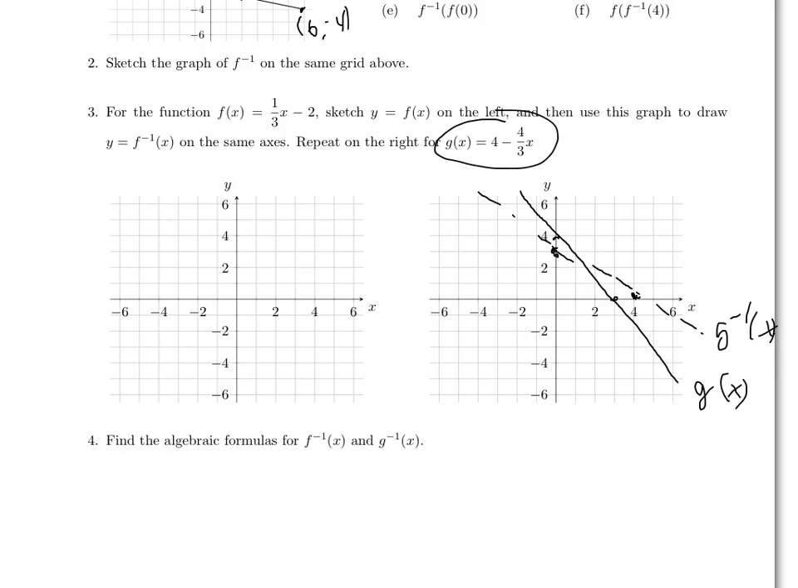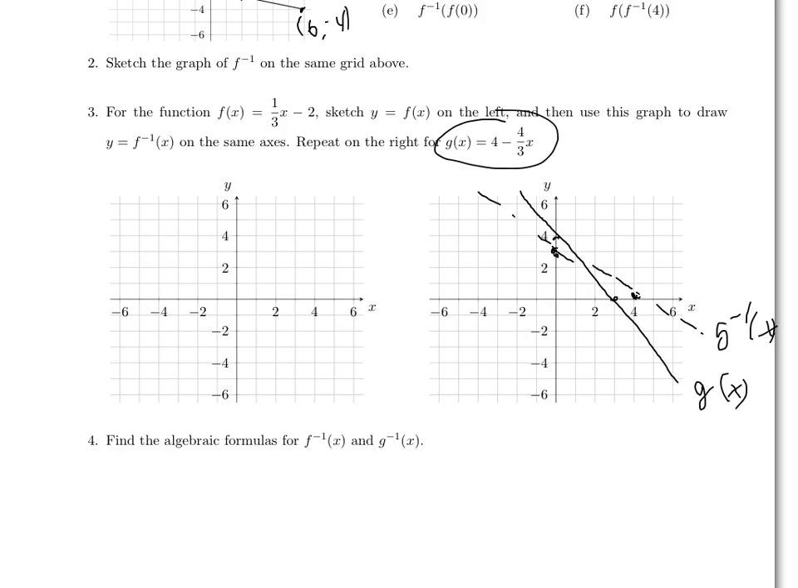So if you can plot 2 points on g to draw it, you can draw 2 points on g inverse and draw it. You might want to plot like 3 points on each just to make sure that you're not making an arithmetic mistake, because if you draw 3 points and they don't look like they fall in a line, then probably one of them is wrong.